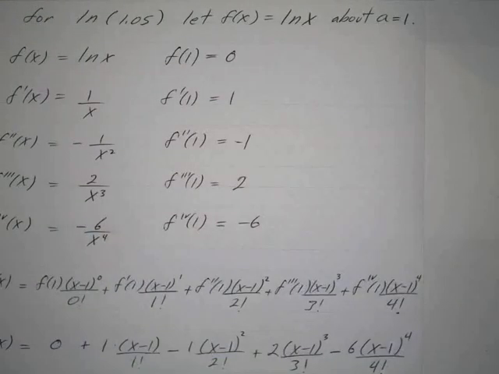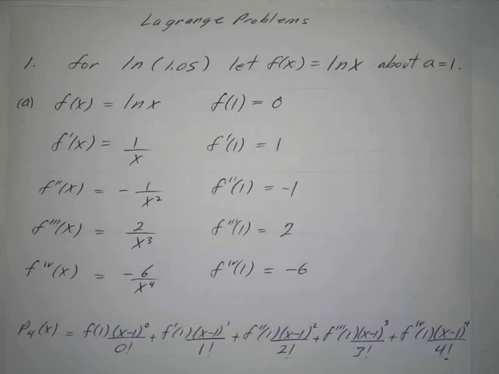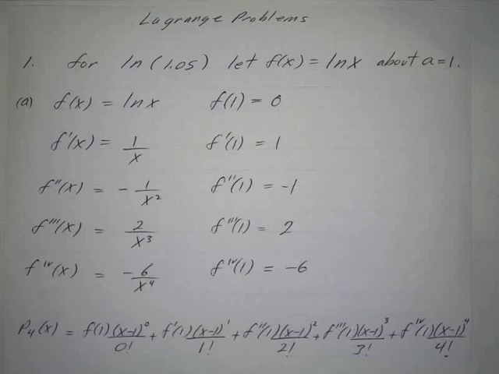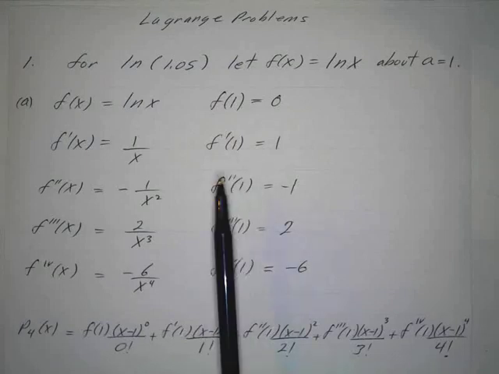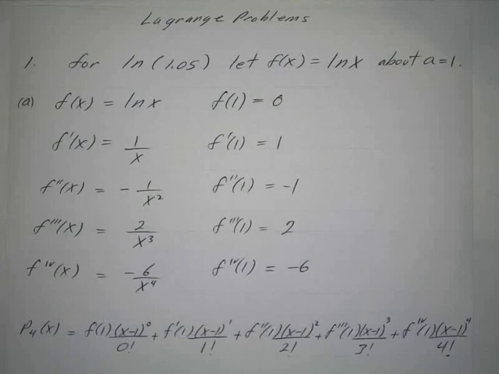So the first one was the natural log of 1.05. This is number 1 off your worksheet. Now there's a couple ways to do this. I realized this later, I probably should have given you the particular Taylor series to use, or expansion to use, because we have different derivatives, and the expansions would look a little different depending on what we use.